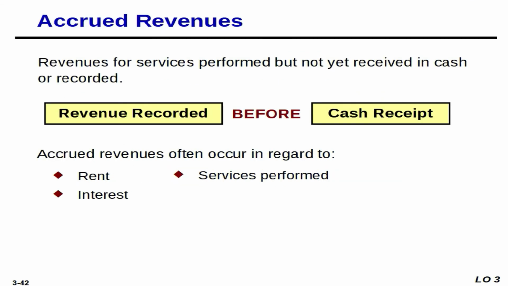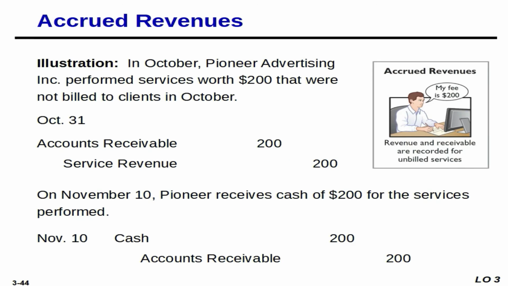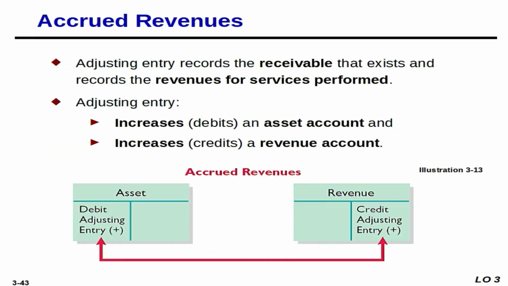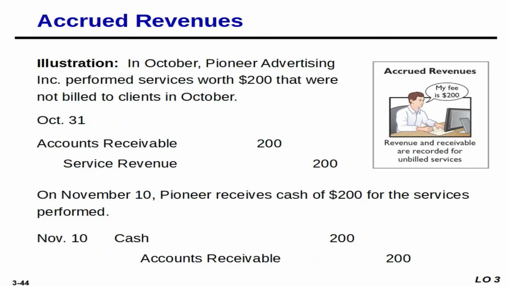This is just repetition, but we have some examples. Again, rent, services performed, interest, accrued revenues. For accrued revenues, which is what we're going to tackle first, let's take a look at an example. Before the example, again, it affects a balance sheet account and an income statement account for revenues. We'll see how that works through an example.